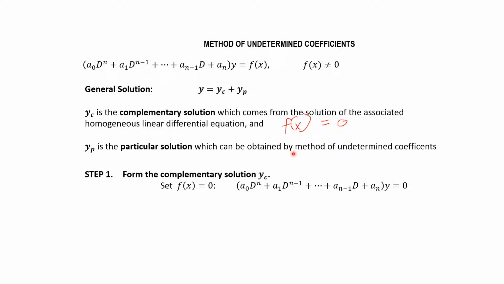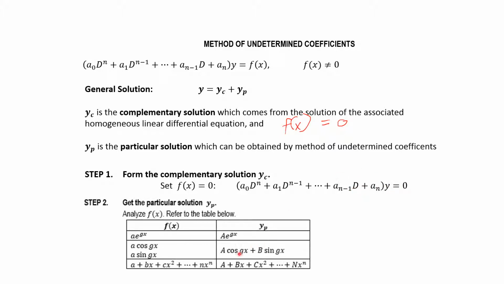Now y_p. Step 1, you form the complementary solution, that is, set f of x to 0. So we just solve the equivalent homogeneous linear differential equation. We know how to solve this in the previous topic. And then step 2 is get the particular solution based on f of x.